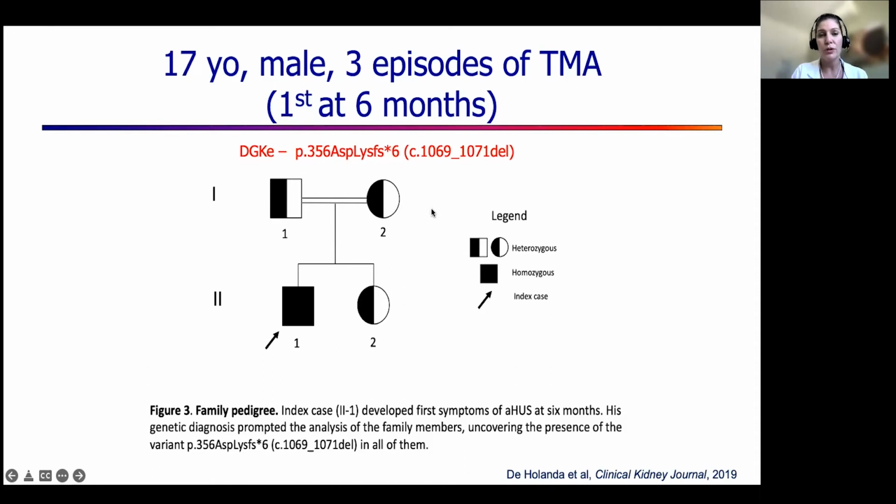So children that start TMA before 1 year of age, consanguineous parents, especially if they have high-grade proteinuria, we should think of DGKE. The importance of this is that there is no specific treatment. You should treat the hypertension, ACE inhibitors, ARBs and so forth, but this is the disease that does not recur after transplantation, different from the complement genes that usually recur once you do a kidney transplant.